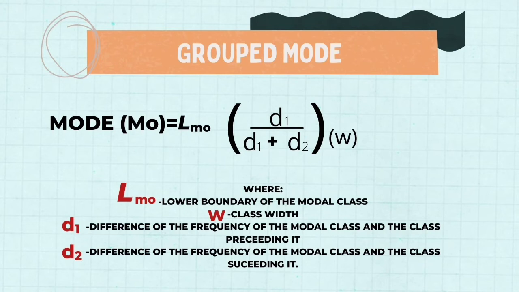So to solve for the mode of grouped data, we just need to substitute in the given formula, where L sub MO is the lower boundary of the modal class. W is the class width. D sub 1 is the difference of the frequency of the modal class and the class preceding it. D sub 2 is the difference of the frequency of the modal class and the class succeeding it.